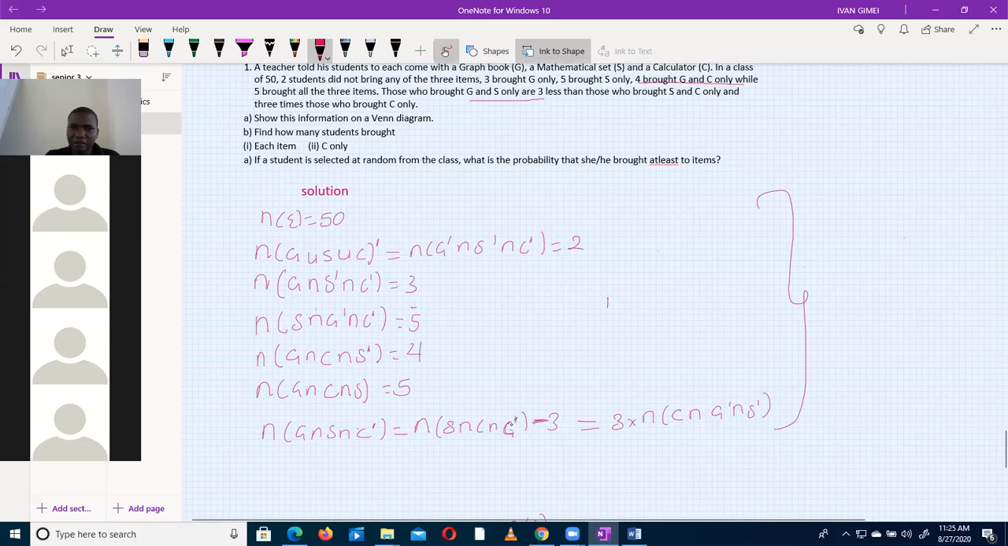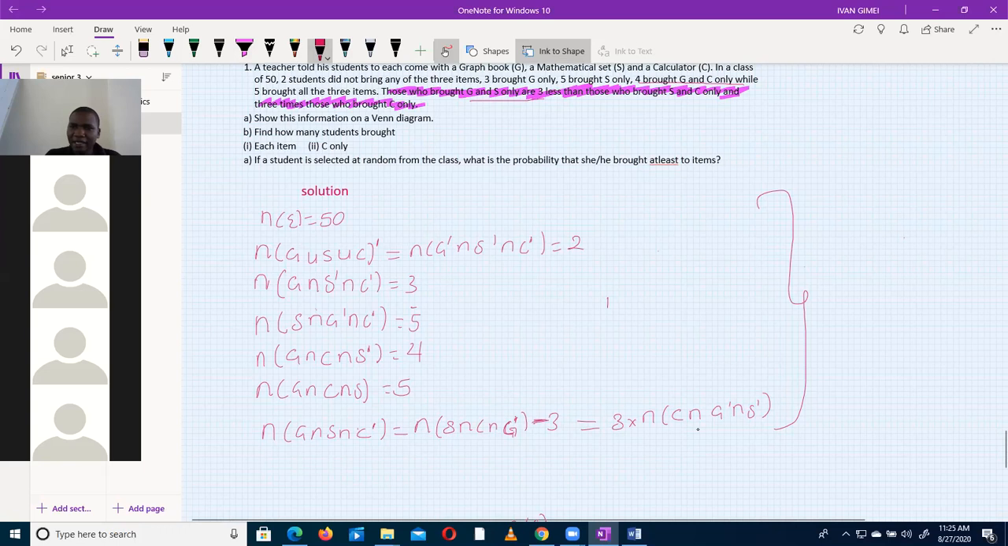This step here, where we're saying those who brought G and S only are three less than those who brought S and C only. Is it okay if we put their unknown terms like X instead of writing this? So now those unknowns are going to come in when you're dealing with the Venn diagram. We can now use unknowns. That's very fine. When you're dealing with sets, unknowns are inevitable. We shall have to bring them in.